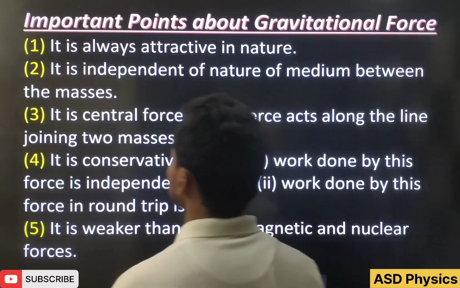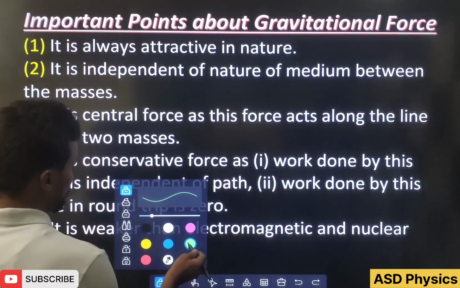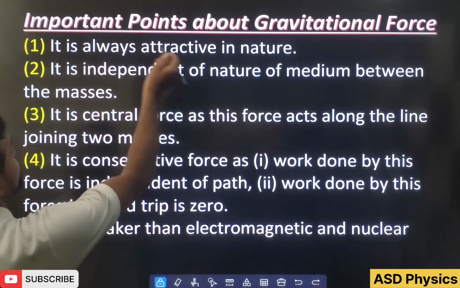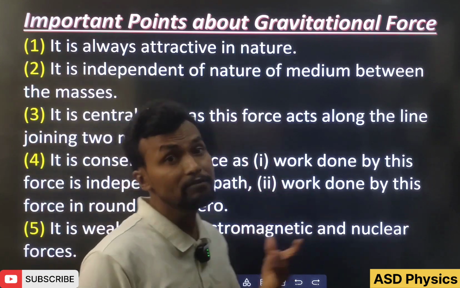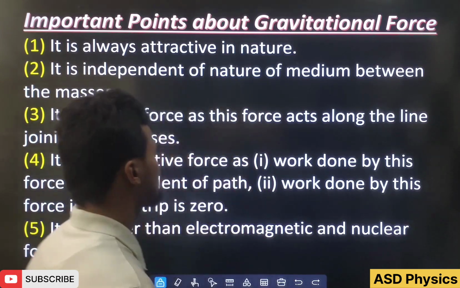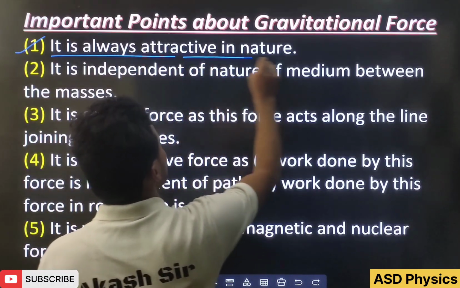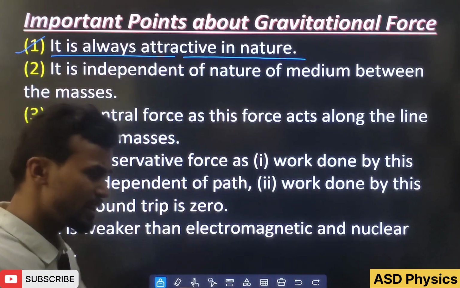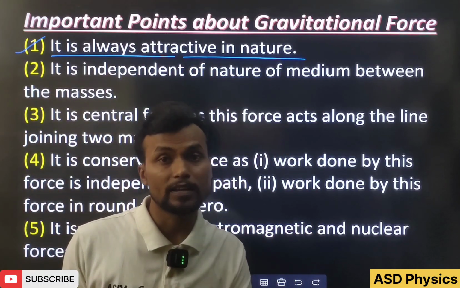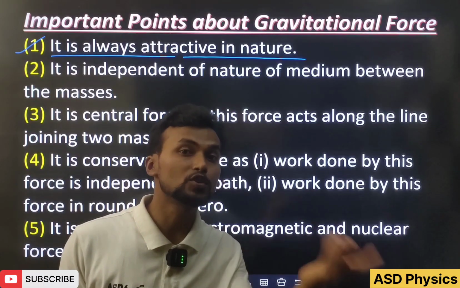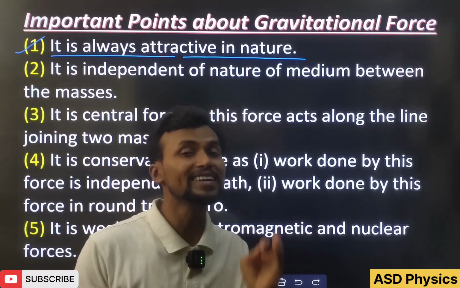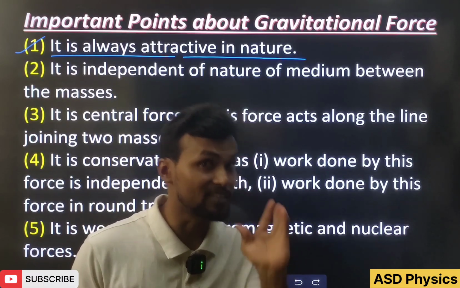Okay. Great. Now let's see the very important part. Important points about gravitational force. Very important. Sometimes they will ask directly even. So see, the first point: it is always attractive in nature. Later you will see electrostatic force can be attractive also, repulsive also, because charge can be of two types, positive and negative. But here remember that gravitational force is always attractive.